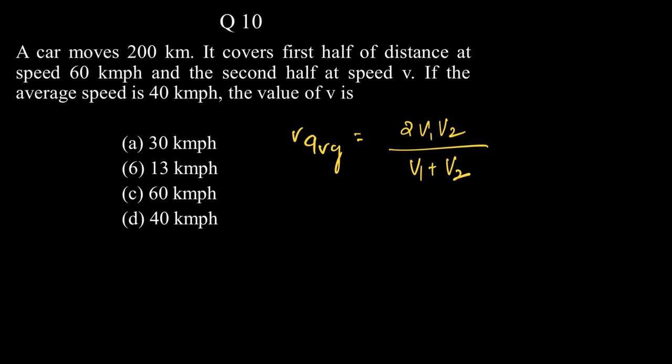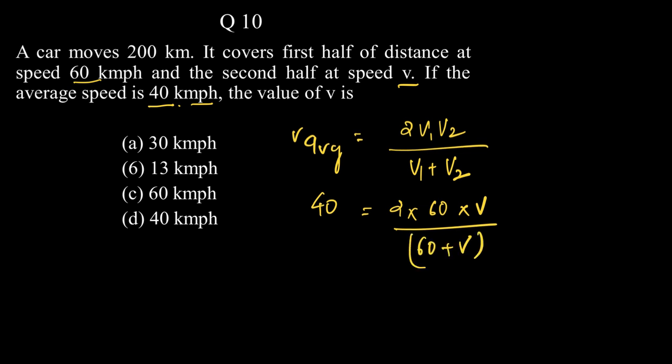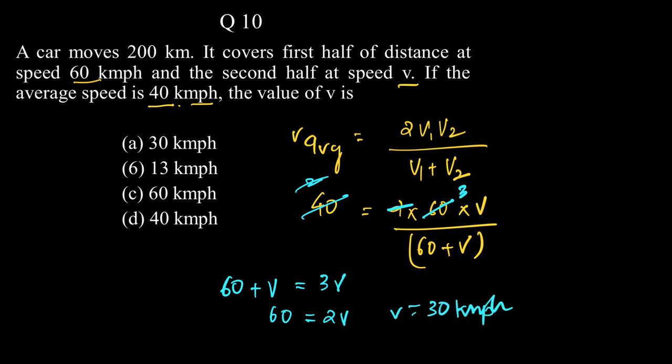V average is equal to 2 times V1 V2 the whole upon V1 plus V2. What is V average given here as? The average speed here is given as 40 km per hour, 2 times V1. V1 is given as 60 km per hour, 60. And V2 is given as V, whole divided by 60 plus V, right? So 20 times 2 is 40, 20 times 3 is 60. So all we have is 60 plus V is equal to 3V. So 60 is equal to 2V, and therefore V is equal to 30 kilometers per hour, which means option A is the right answer.